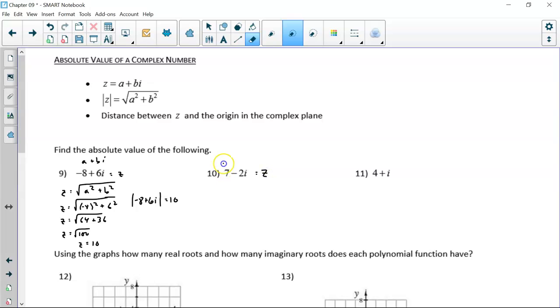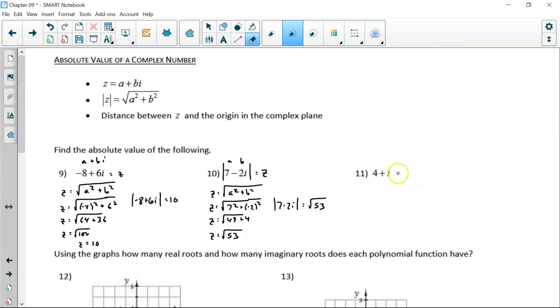The absolute value of 7 minus 2i is going to be our z. And that's just going to be the square root of a squared plus b squared. a is our 7 and b is our negative 2. Square root of 7 squared plus negative 2 squared. 49 plus 4, the square root of 53. So the absolute value of 7 minus 2i equals the square root of 53. It can't be simplified.